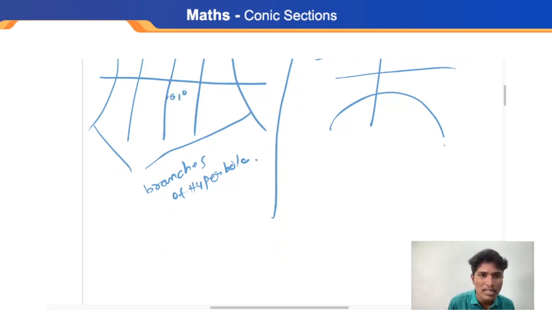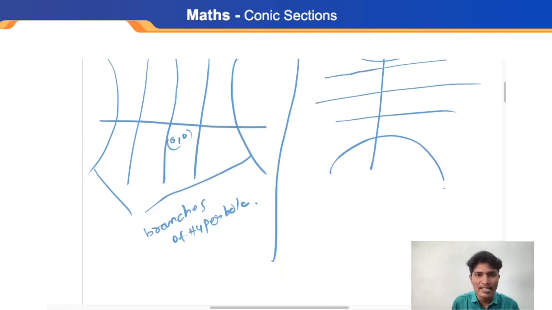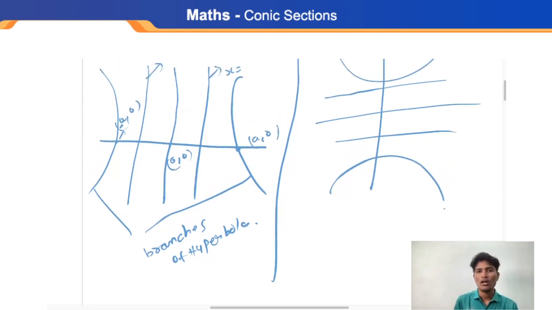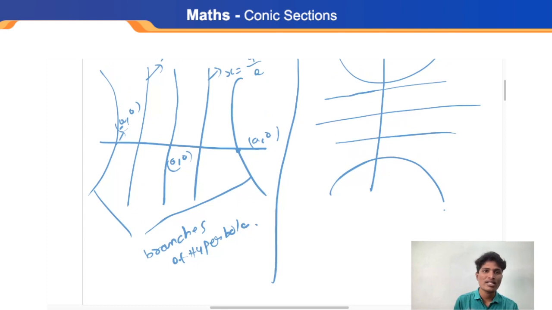The center is 0, 0. What are the vertices? These are called vertices. It is again 0, a, 0, that is minus a, 0 here. It is a, 0. And what is the directrix equation? This equation is x is equal to a by e, and this equation is x equal to minus a by e. Yes.